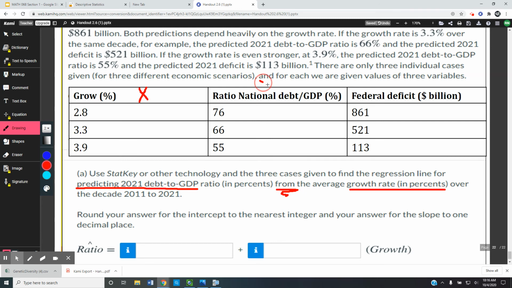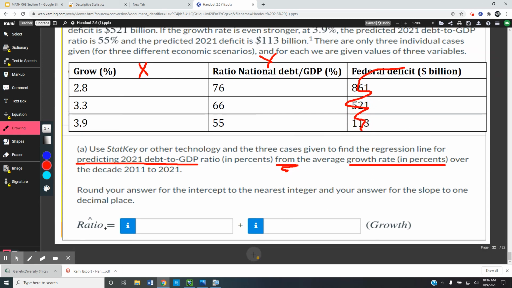And predicting this has become my Y value. And this over here really doesn't mean anything for the question I'm currently working on. What they want from me is they want a ratio to be equal to some starting value Y, some value of slope multiplied by growth. And since you see growth here, growth has to be the explanatory.